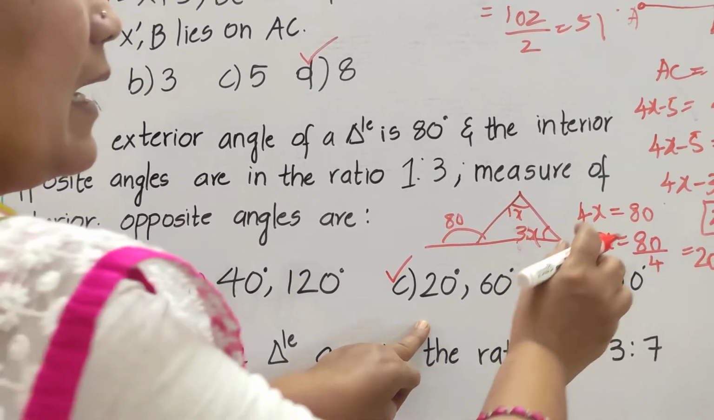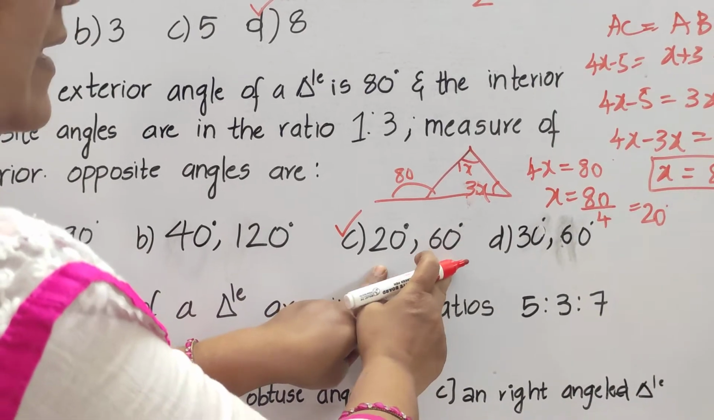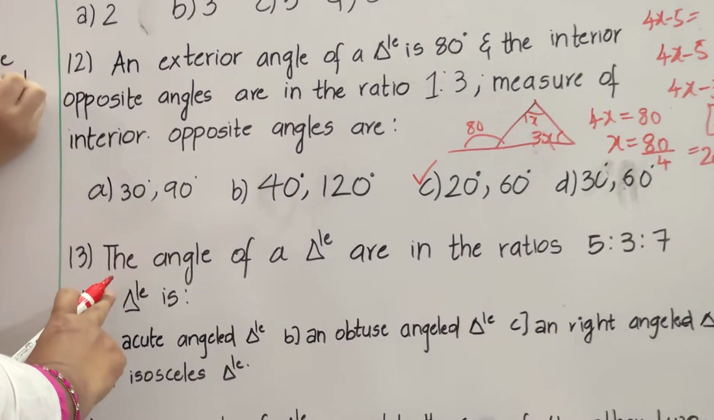Do you understand? x is 20, then 3x is 3 into 20. 3 into 20 is 60. So the right option is C. Then let us come to the 13th question.